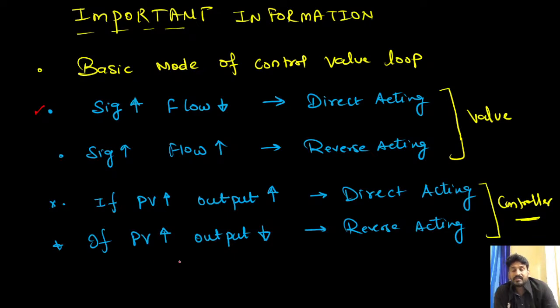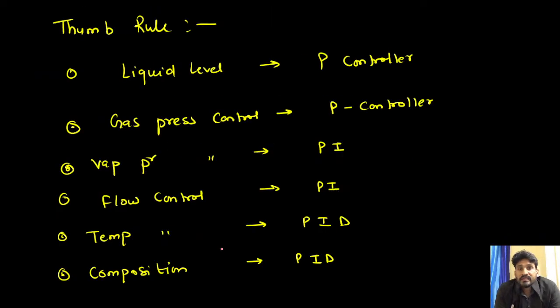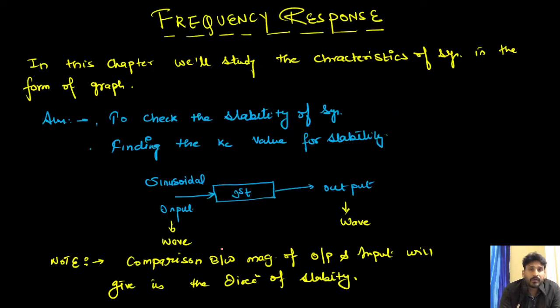If my temperature is increasing, then the controller will decrease the output. Okay? These are the thumb rules, guys. You just have to remember this: to maintain the liquid level, use a P controller. For gas pressure control, P control. Vapor pressure, PI. Flow control, PI. Temperature, PID. Composition, PID.